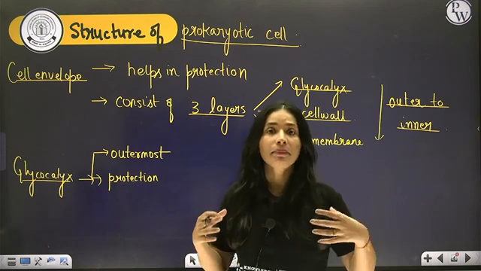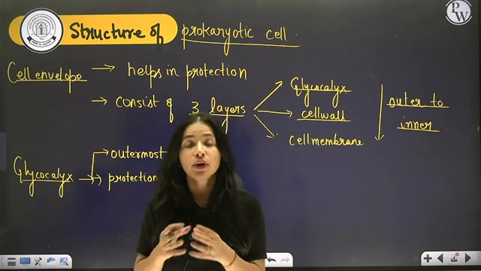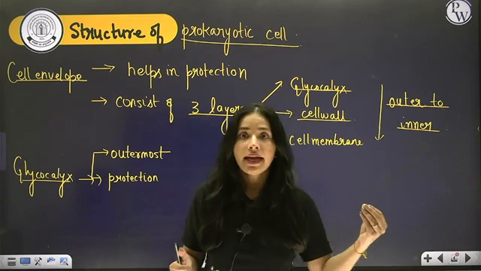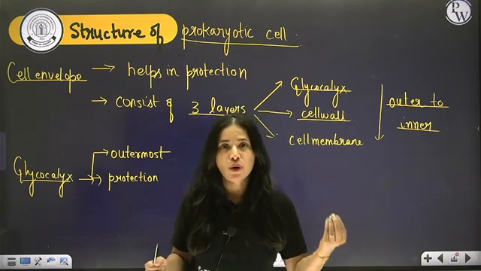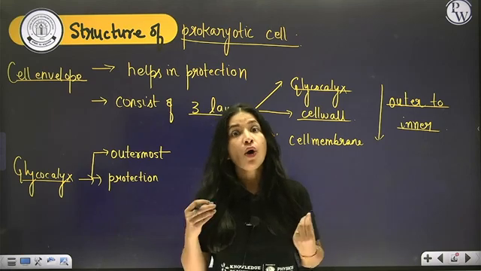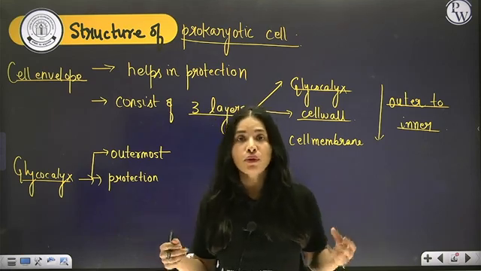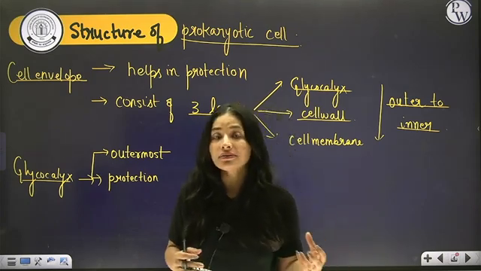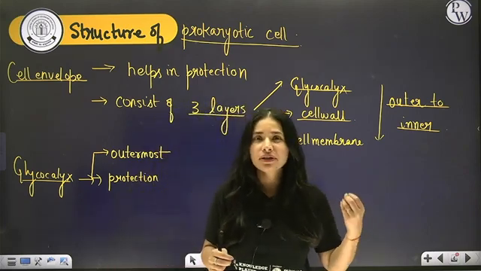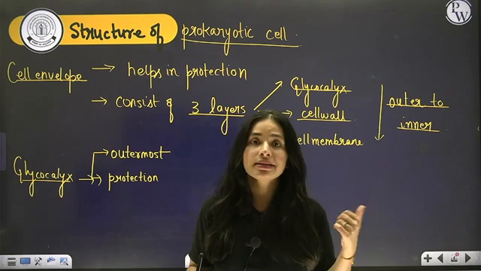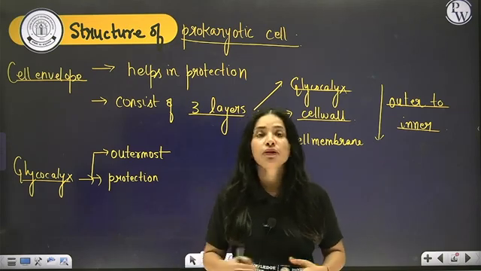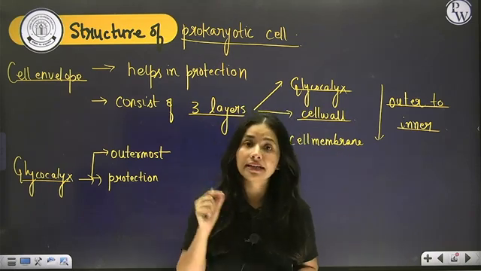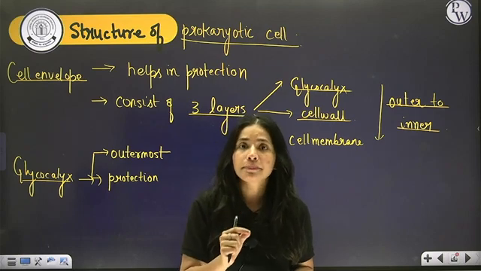Now, the most important thing which I am going to tell you about glycocalyx is, beta, depending upon the nature of the material of which it is made up, glycocalyx can be of 2 types. Either it can be present in a very slimy, mucilaginous, sticky form, or it can be present in the form of a thick, tough, resistant layer. If glycocalyx is present in the mucilaginous slimy form, it is known as slime layer. And if it is present in the form of a thick, tough, resistant layer, then glycocalyx is called capsule.